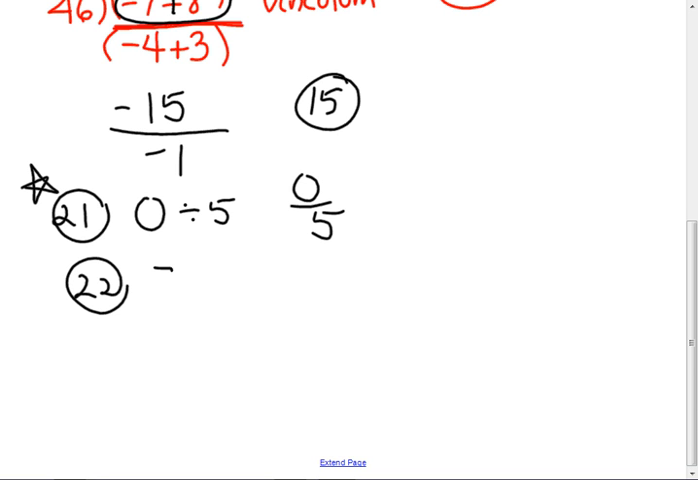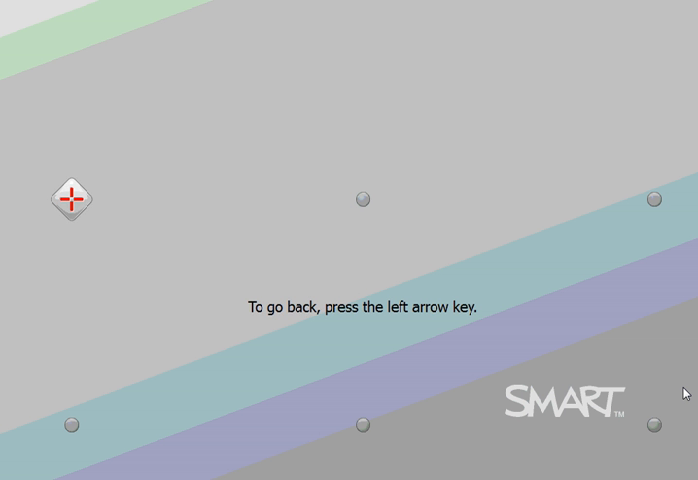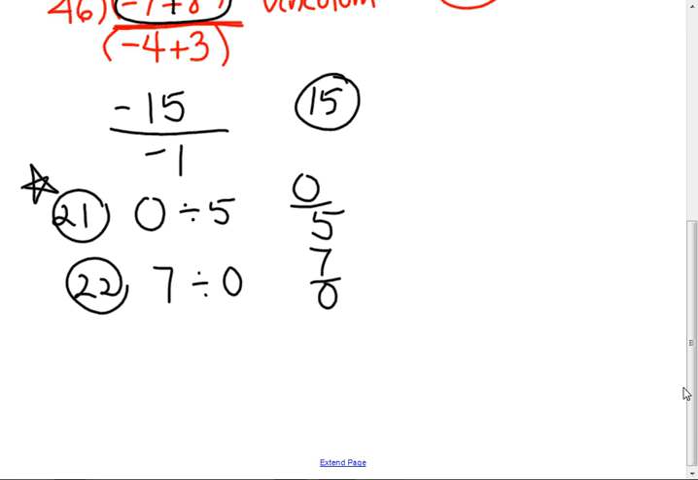is 7 divided by 0, and they wrote it this way. Are those the same things? Get your calculators out and see what they are. I'll try it with a pen, see if that works any better. Sorry, I'm getting some feedback here. As long as it doesn't screech. Okay, we'll see if that works.